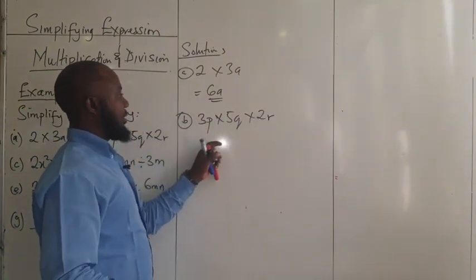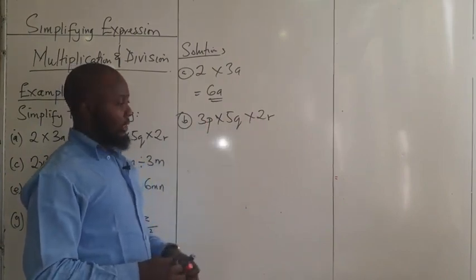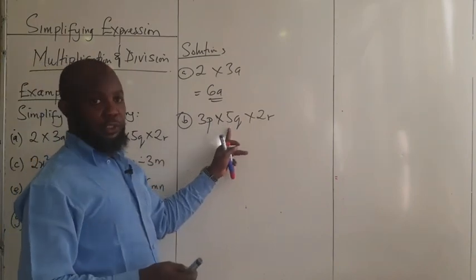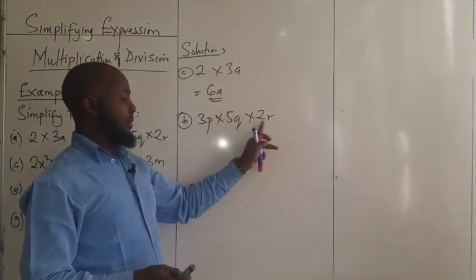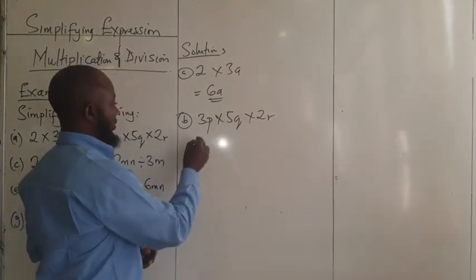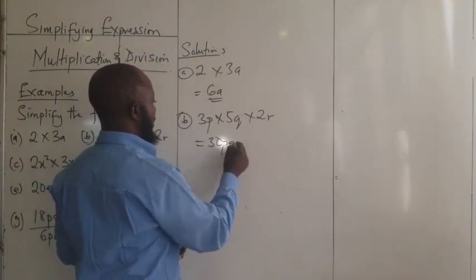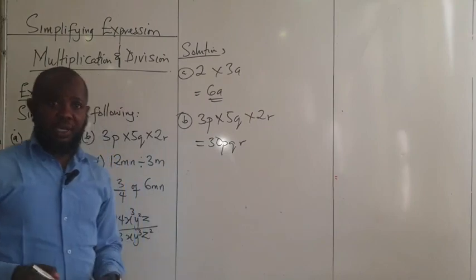We have 3 terms here. So the first thing is that we multiply the numbers together. So 3 times 5, which is 15. 15 times 2, that is 30. So that's going to give us 30, then PQR. PQR. I hope this is very clear.